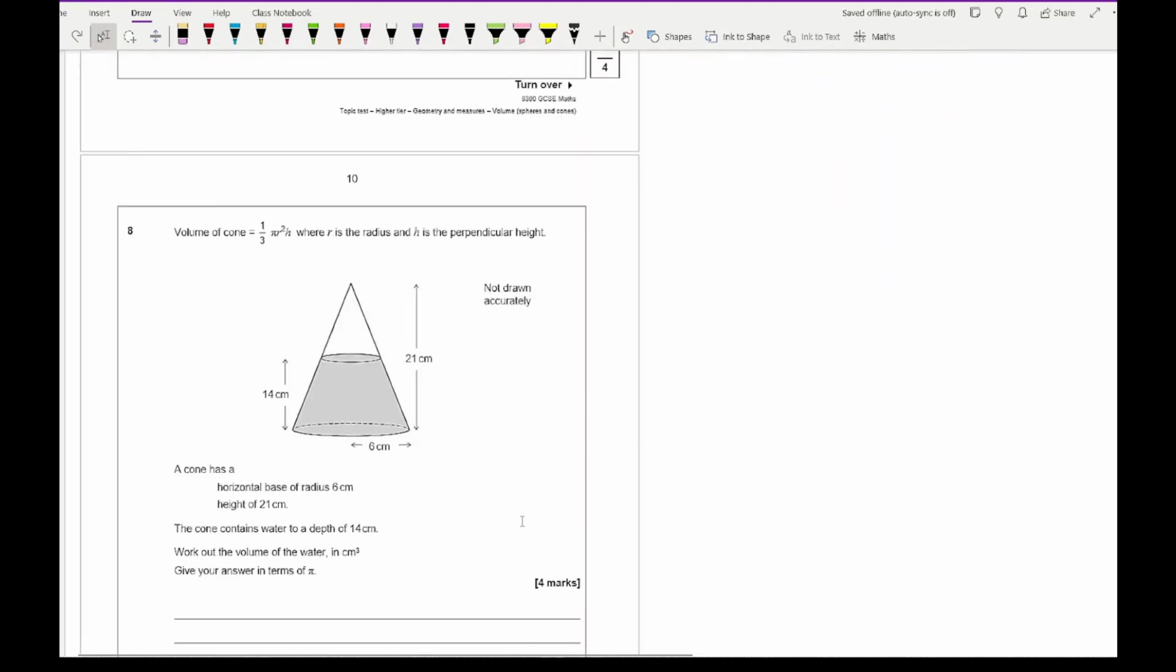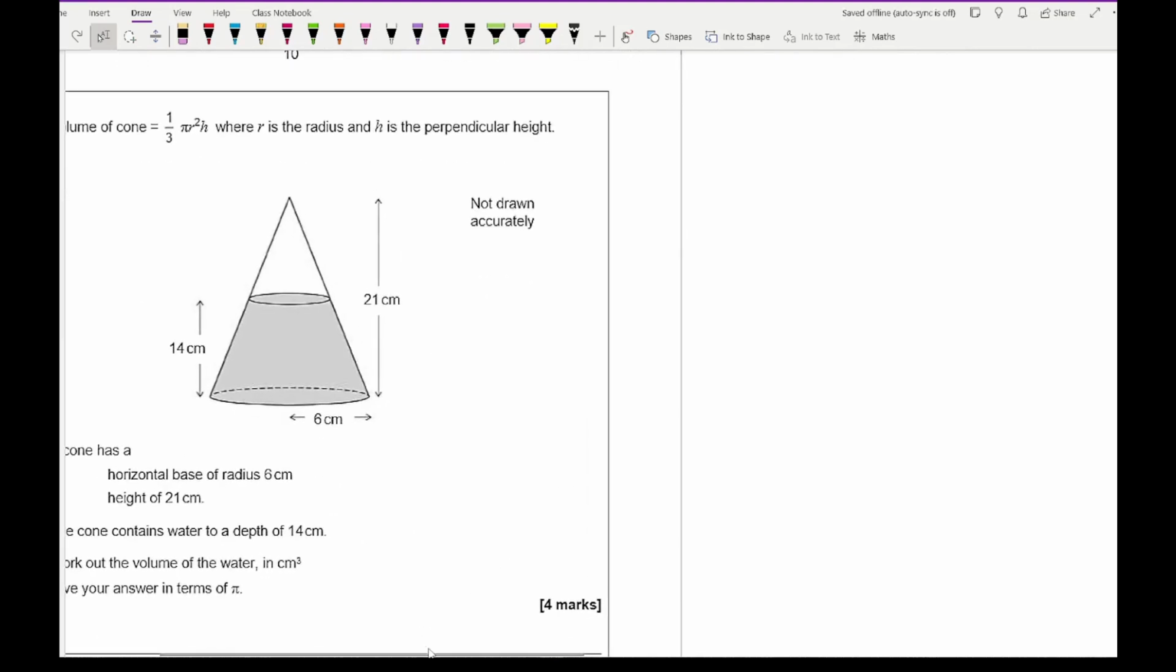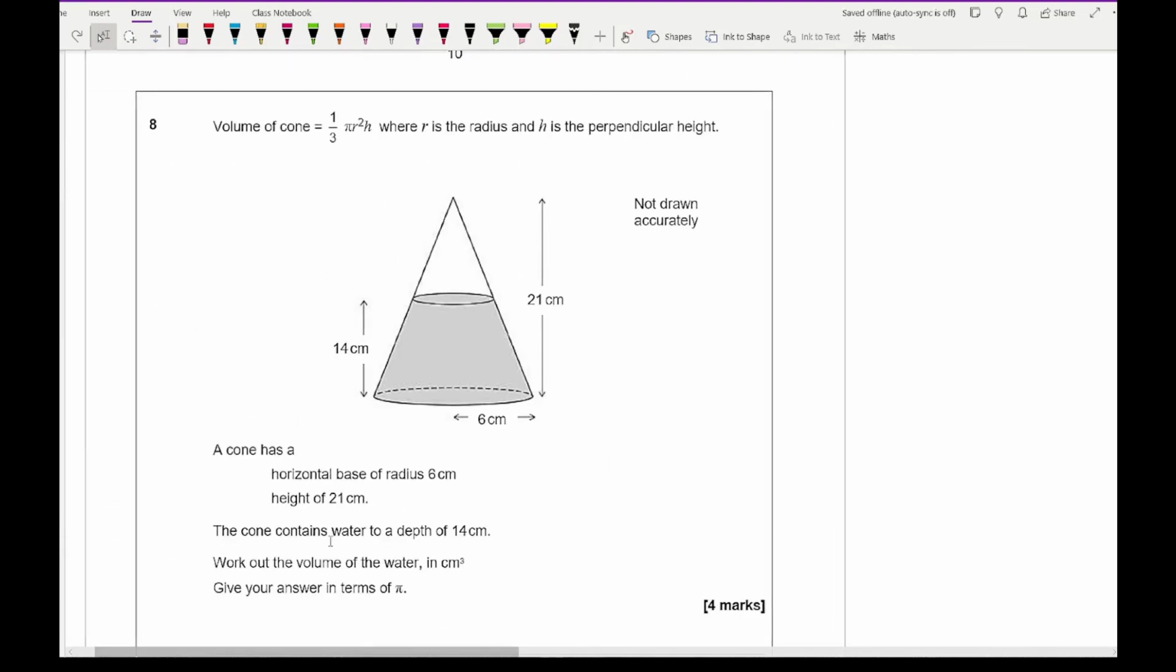Then moving on to our last question, it says that the volume of a cone is 1/3 pi r squared h, where r is the radius and h is the perpendicular height. A cone has a horizontal base of radius 6 and a height of 21. The cone contains water to a depth of 14 centimeters. Work out the volume of the water, and give your answer in terms of pi. So let's have a look at this particular question.